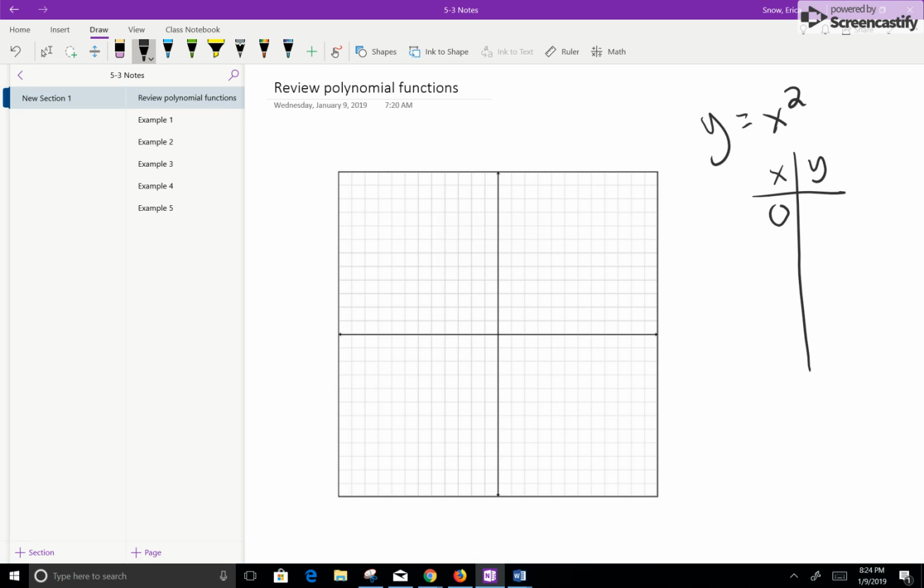And then if we started with 0 and we plug it in to our function, we get that y is 0. If we plug in 1, y is 1. If we plug in 2, y is 4, and so forth and so on. So I'm going to put these on our graph. So we have (0, 0), (1, 1), (2, 4), and (3, 9). So that parabola looks like that.